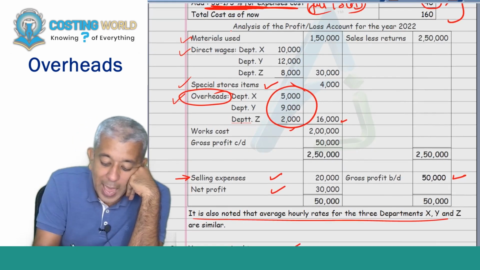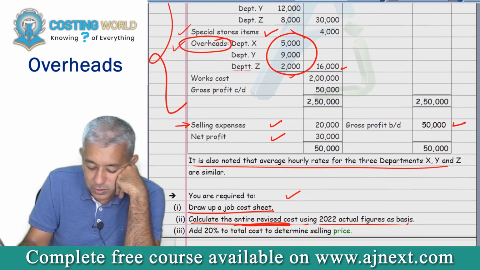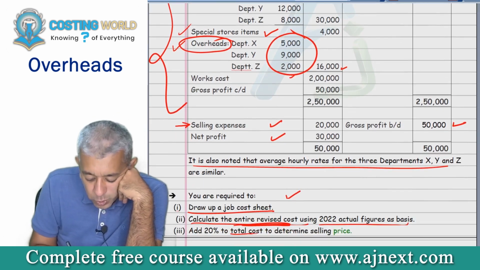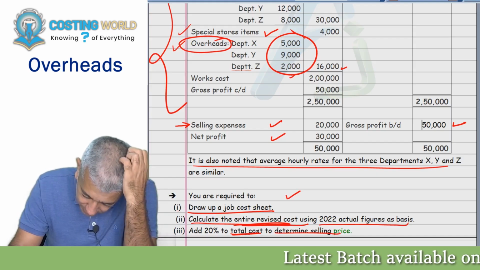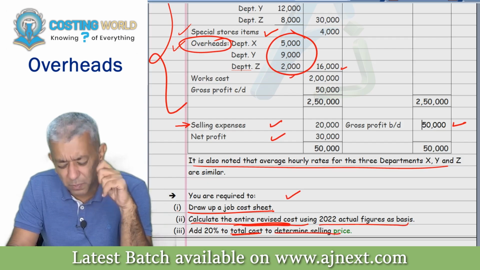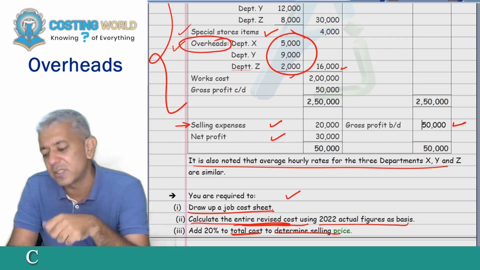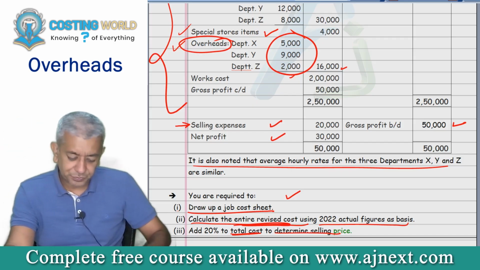These are the analysis of the P&L account. These are all actual figures here. This is the P&L account for this year. At 20% on the total cost to determine the selling price. We shall be doing that. Now, we will start a slightly odd question, but once we do it, it feels like an easy question. Let's start.